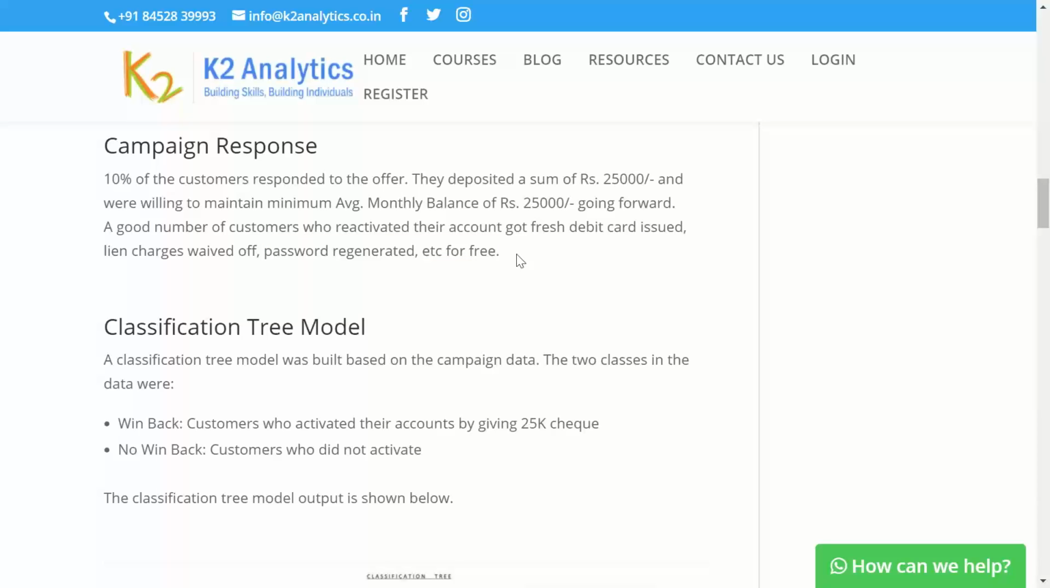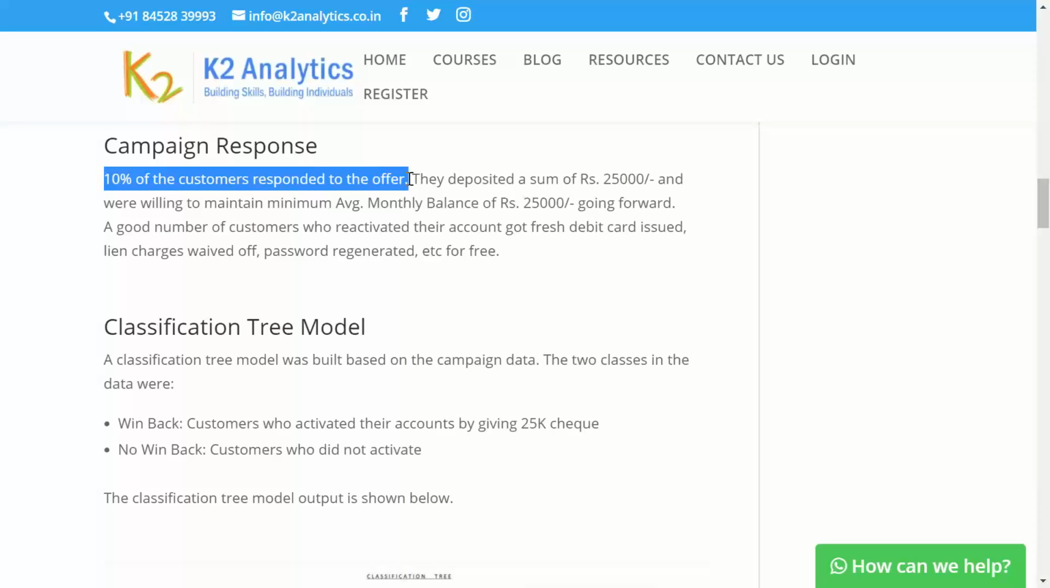So in the given scenario, it was observed in the pilot campaign where 1 lakh customers were targeted, 10 percent, that is 10,000 customers, responded to the offer. 10% of the 1 lakh customers to whom the offer was given responded. They activated. They said, okay, we want to restart the relationship, we will on an ongoing basis maintain 25,000 rupees average monthly balance in the account.